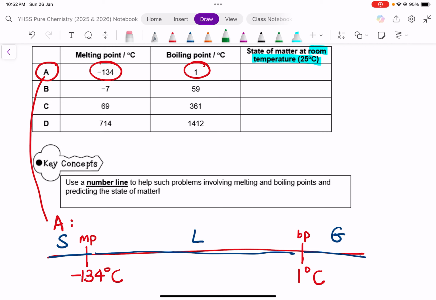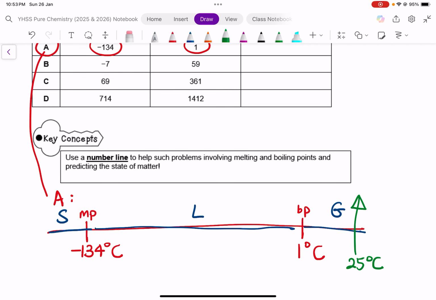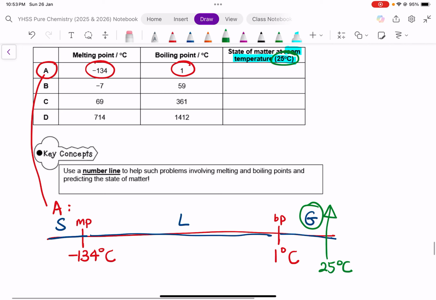The last step is to find out where 25 is on this number line. So where will 25 degrees Celsius be on this number line? Obviously, 25 degrees Celsius is larger than minus 134. 25 is also larger than 1. If it's larger, it must be on the right-hand side of 1. So 25 is larger than 1, therefore, it will appear to the right of 1. And look at where 25 is now. It's in the gaseous section of the line. And therefore, we can say that A is a gas at room temperature.